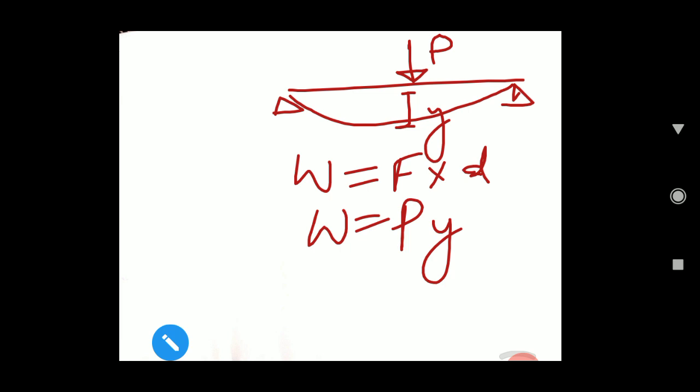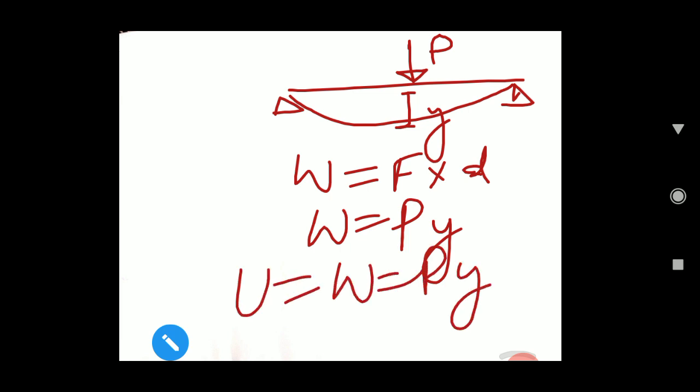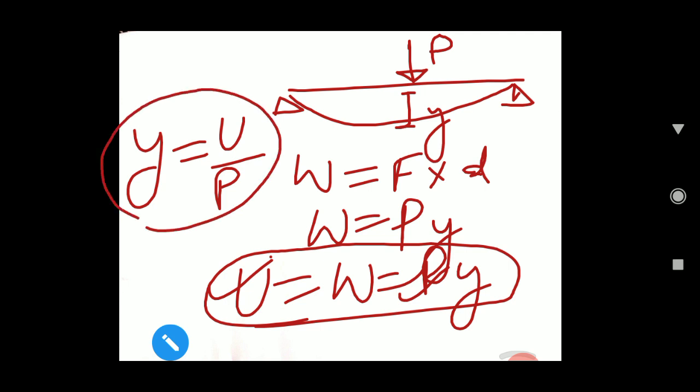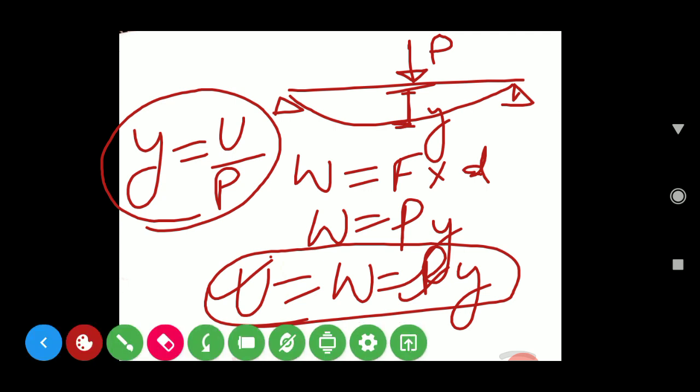So what is the energy stored in this beam? Energy stored will be P into Y. So if we know the value of this stored energy and we know the value of this load P, then Y can be calculated easily as U by P, internal energy by load applied. Okay, so this is the value of deflection that is going to happen in this beam. In this way we use energy methods or strain energy methods to calculate the displacements in a beam.